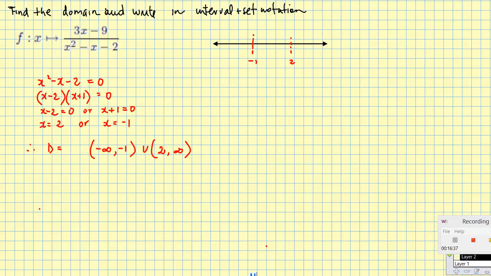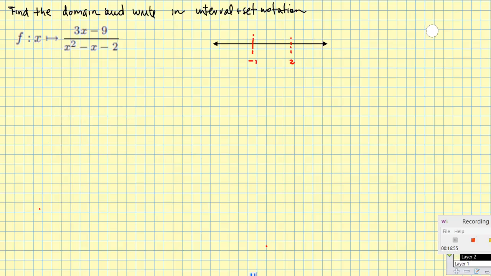Okay, so let's do another example where we're looking for the domain and writing it in interval notation. So I've got f of x is equal to 3x minus 9 over x squared minus x minus 2. I immediately look at my numerator, and there is no restriction on the numerator. There is no square root sign, and there's no denominator on it. So I can disregard it, and I know that up here x is an element of R.